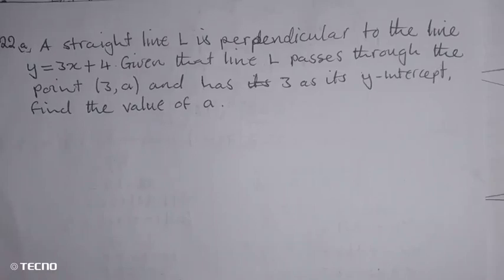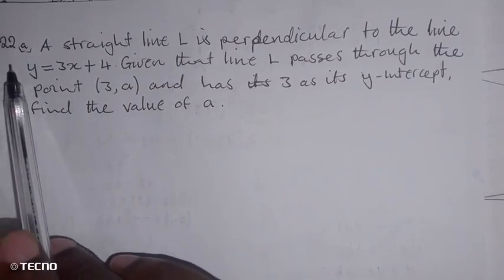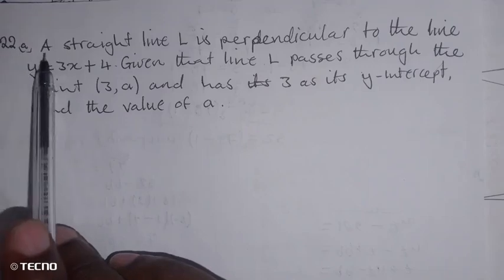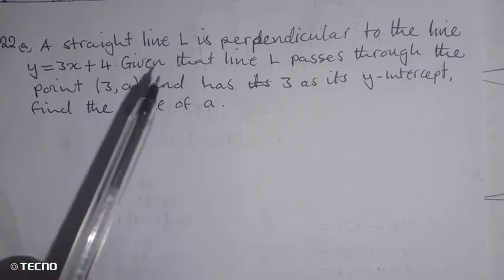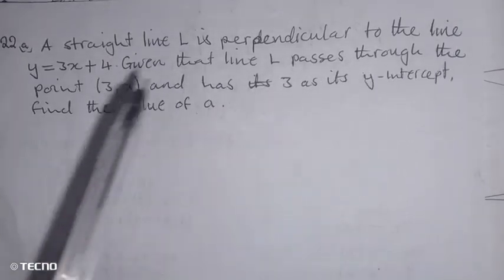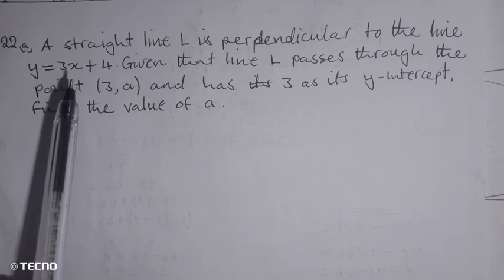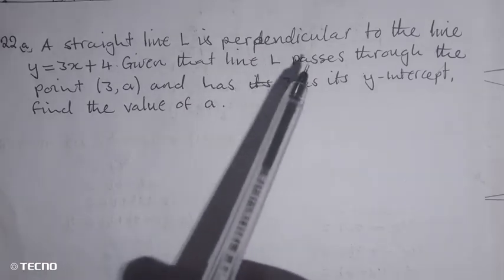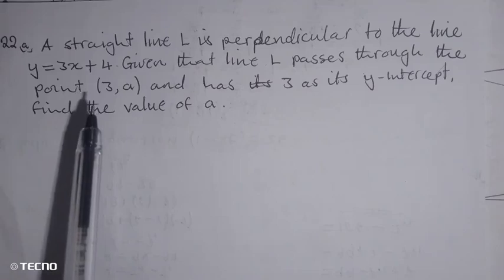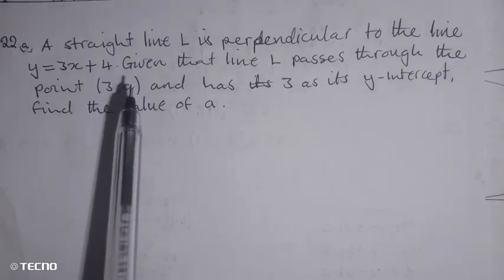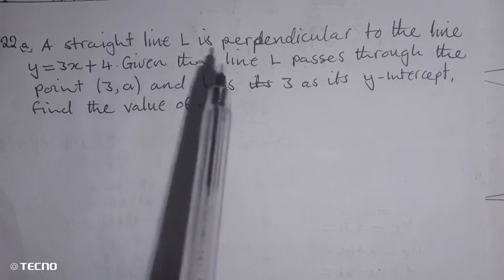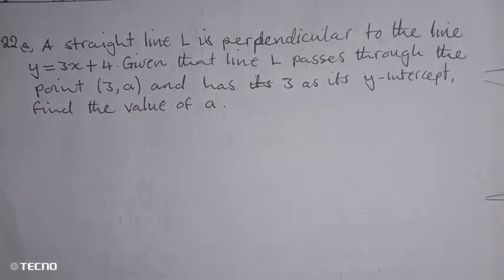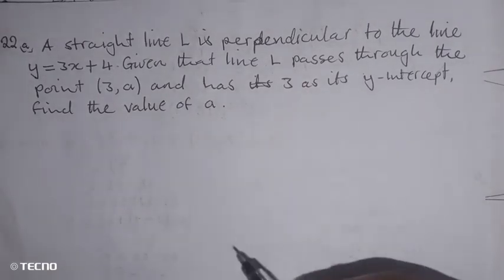Okay, I also want to answer with you this question, which is 2024, paper 1, question 22a. The question is: a straight line L is perpendicular to the line y is equal to 3x plus 4. Given that line L passes through the point (3, a) and has 3 as its y-intercept, find the value of a.